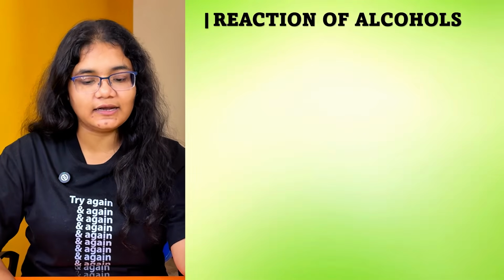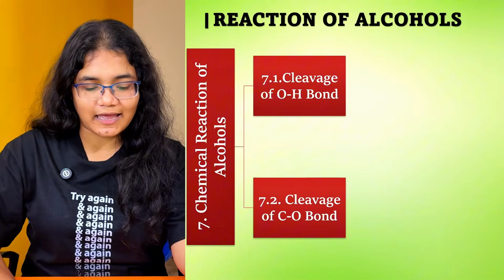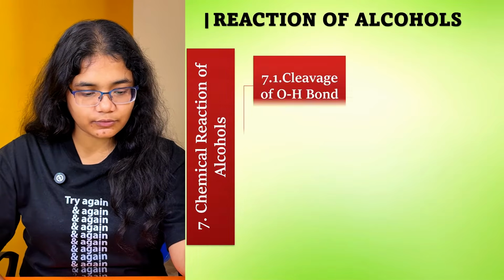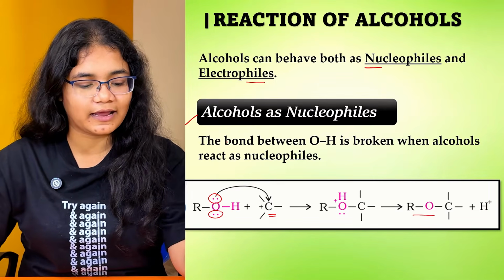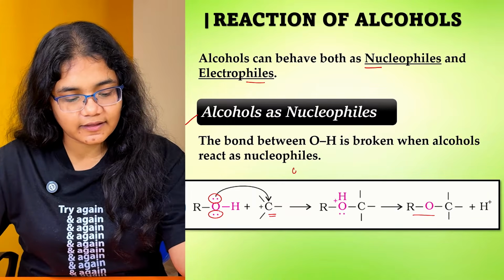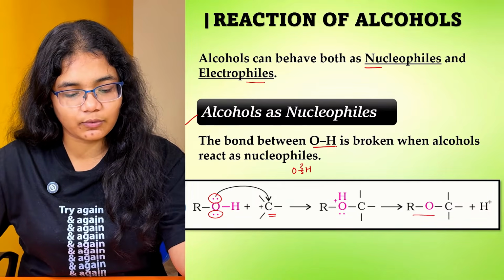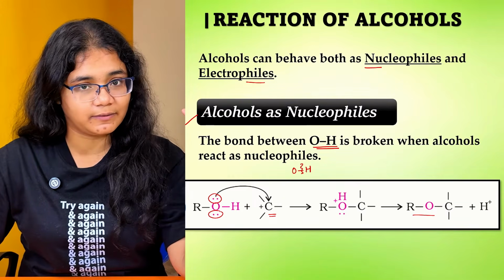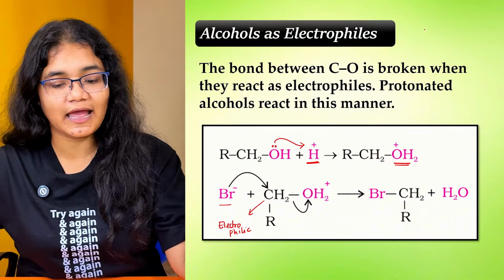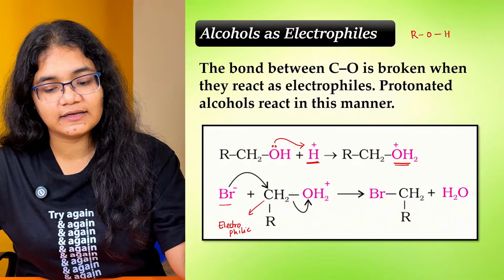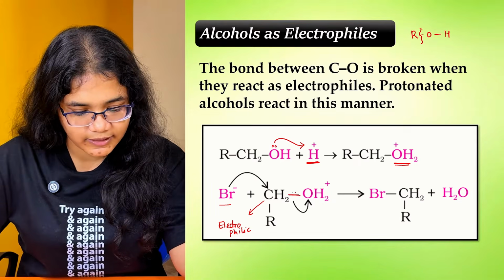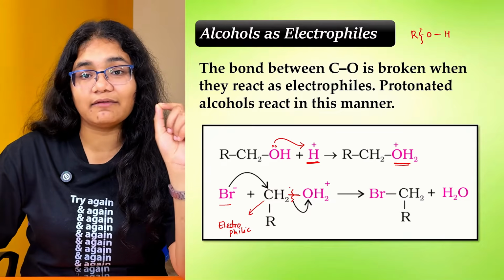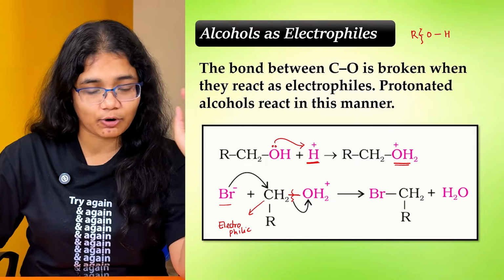So now let us see the reactions of alcohols. One more thing I want to point out here. Where alcohols are behaving as nucleophiles, there is cleavage of the OH bond. The bond between O and H is broken. And when the alcohols are behaving as electrophiles, in that case this CO bond is breaking. You can see here this bond is breaking, right? So when it is behaving as an electrophile, the CO bond will break, and when it is behaving as a nucleophile, the OH bond will break. This is important, keep it in mind.